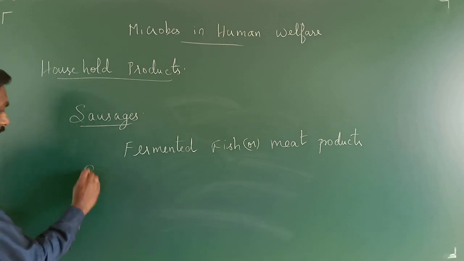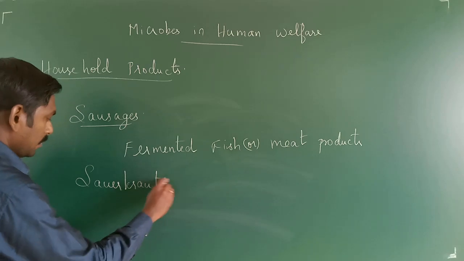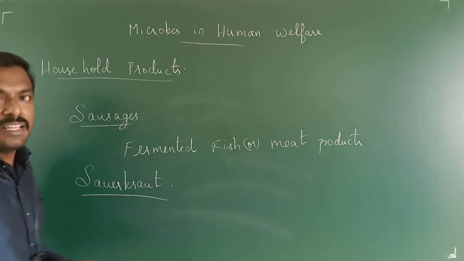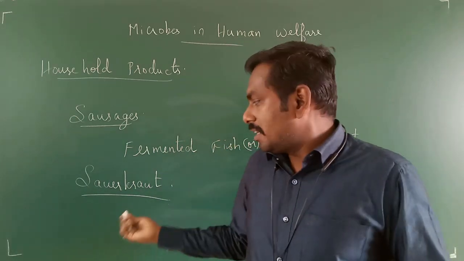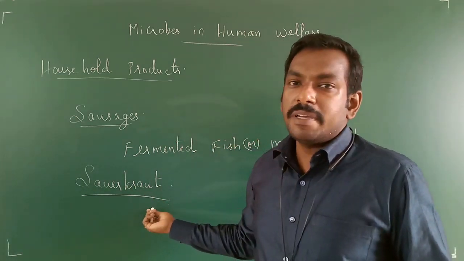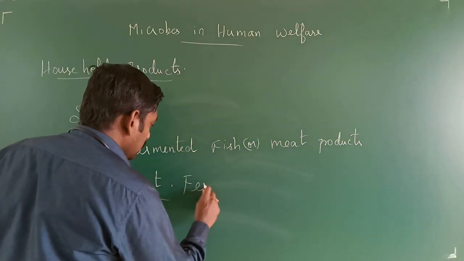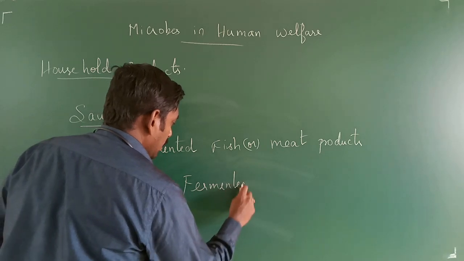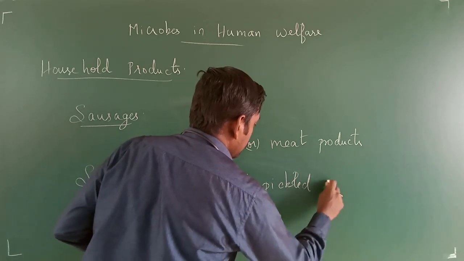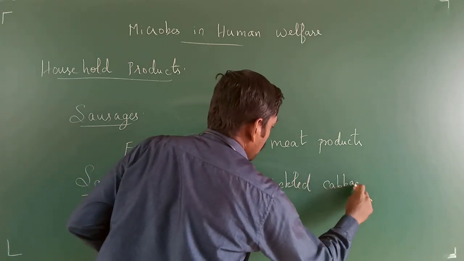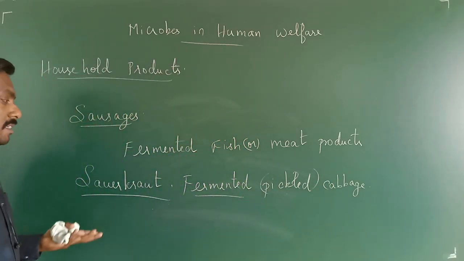Then you have the sauerkraut. Sauerkraut is the product formed by the fermentation of cabbage. The fermented, pickled cabbage, or fermented cabbage, is called sauerkraut.